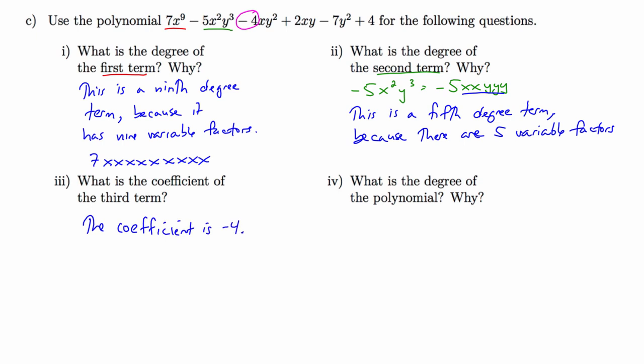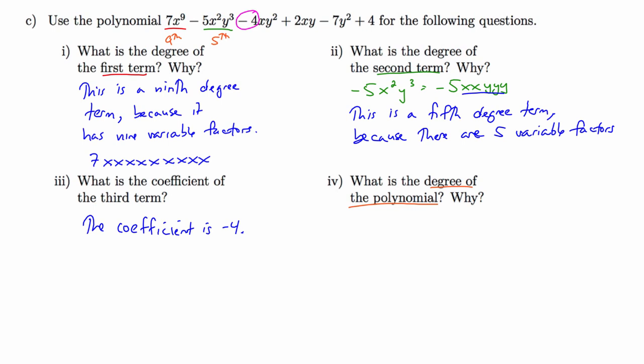And the final question, what is the degree of the polynomial and why? You want to remember that the degree of the polynomial is really the degree of the highest degree term in the polynomial. And so you want to look through the entire polynomial, first identify the degree of every term, and then pick the highest degree that you mentioned. We already know that the first term is a ninth degree term. We've already found that the second term is a fifth degree.